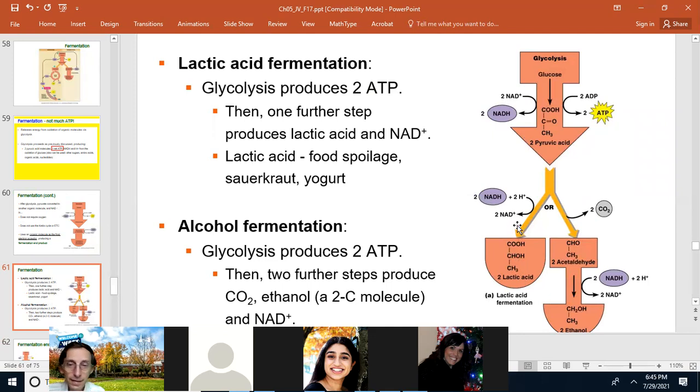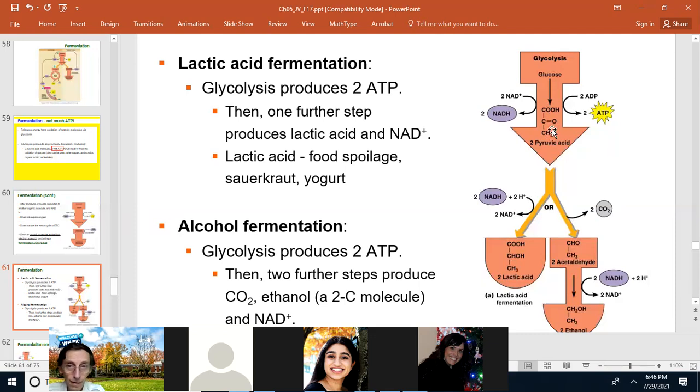It's because the cell needs more NAD plus to engage in glycolysis. If there's no more NAD plus available, glycolysis will not run. Okay? And the cell wants glycolysis to run to generate ATP in fermentation when there's no oxygen around.